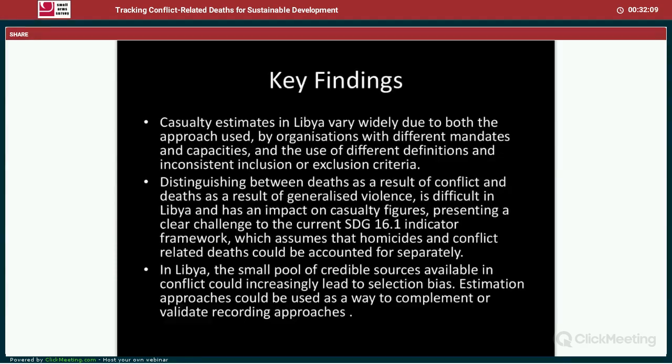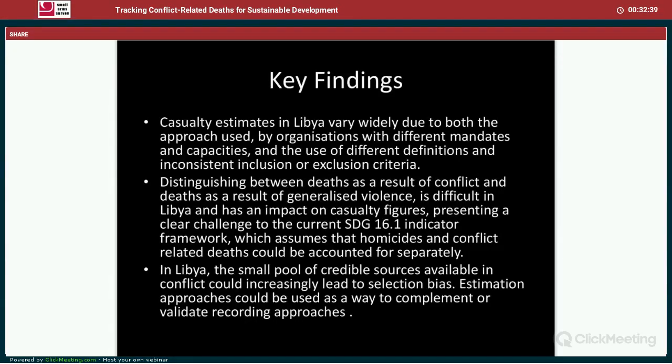So the key findings were that the casualty estimates in Libya have varied significantly over the years, and this is mainly due to the approach used, casualty recording versus estimation. But even within one approach, the counts have varied because of different capacities of the organizations, different definitions, and inconsistent inclusion and exclusion criteria.